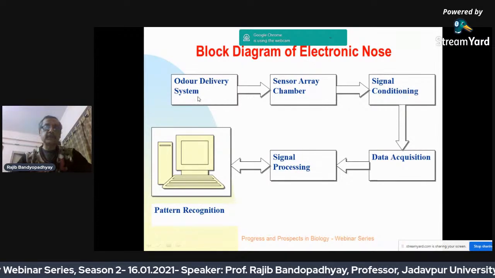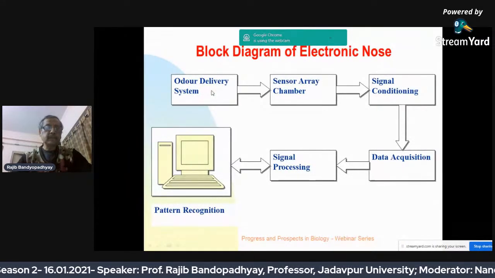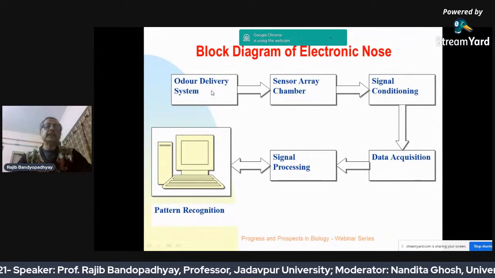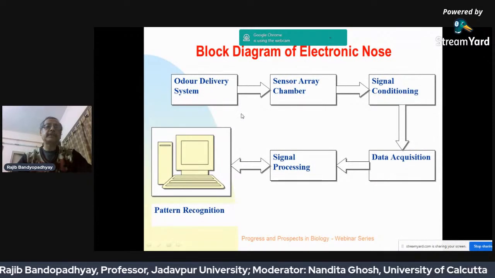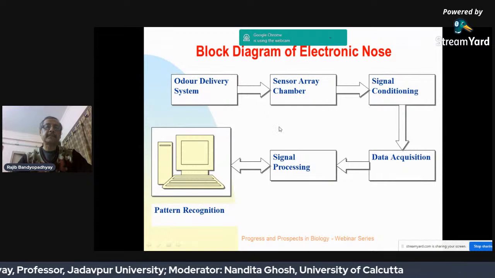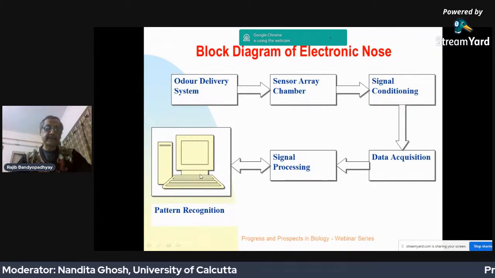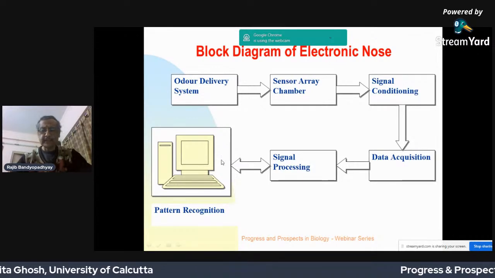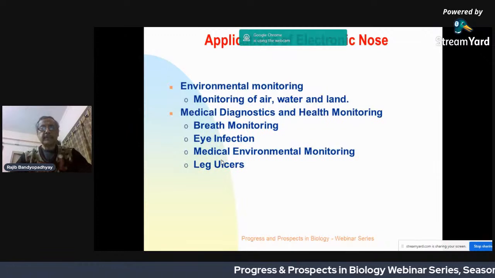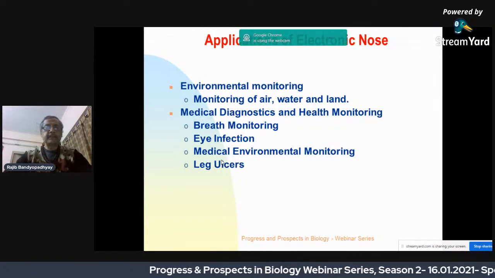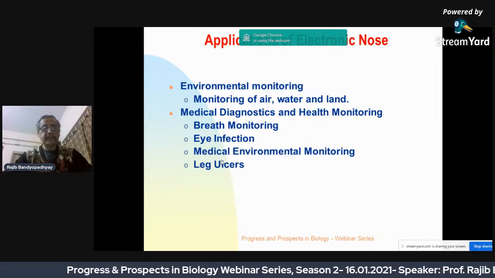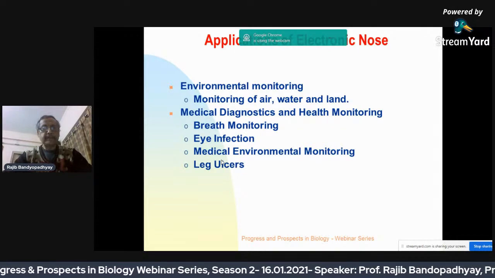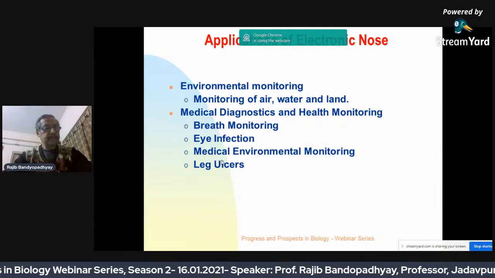Most of the modules are more or less standard. There is not much of a research component in them, but research is needed in designing the sensor array chamber and the pattern recognition. Other blocks are more or less standard. Now, about applications, there are several applications of the electronic nose. There are many research papers, starting from environmental monitoring to medical diagnostics also.